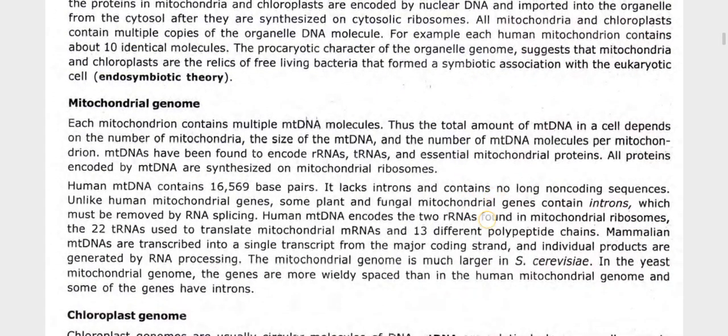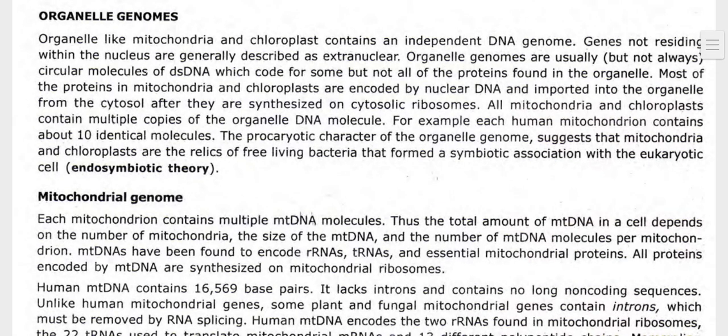Then, organelle genome. Organelles like mitochondria and chloroplasts contain an independent DNA genome. Genes not residing within the nucleus are generally described as extranuclear. So organelle genomes are usually, but not always, circular molecules of dsDNA which code for some but not all of the proteins found in the organelle. Most of the proteins in mitochondria and chloroplasts are encoded by nuclear DNA and imported into the organelle from the cytosol after they are synthesized on cytosolic ribosomes.